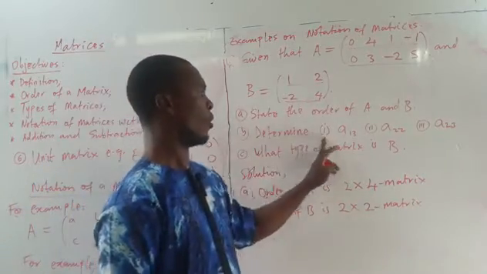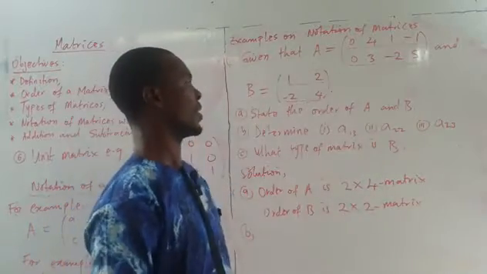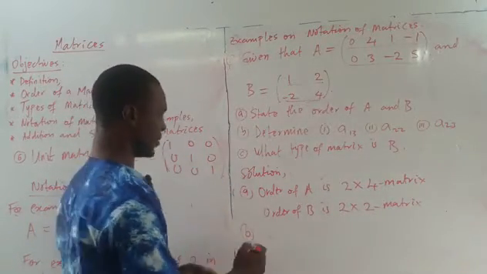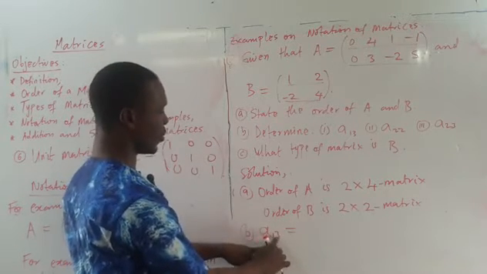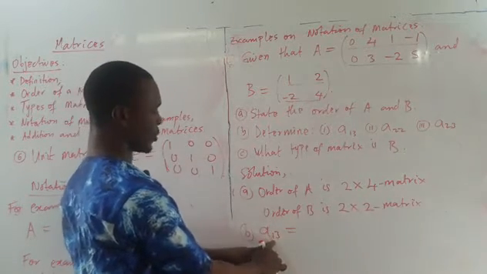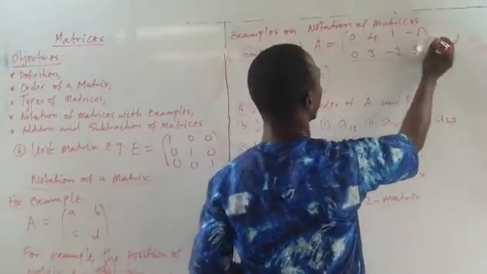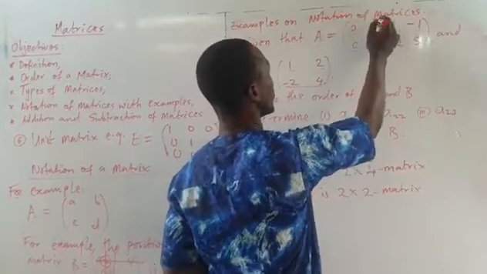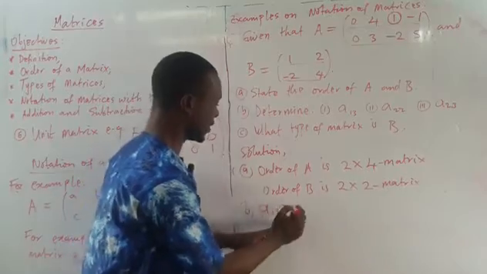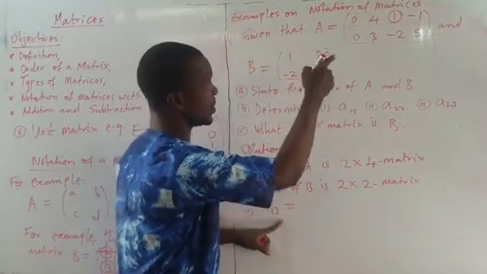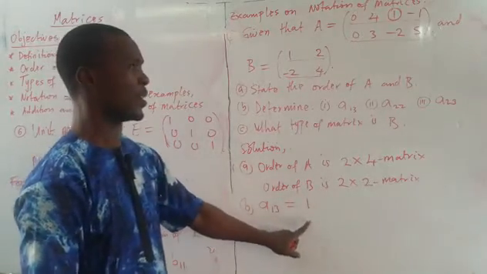Then question B states that, determine Roman figure 1, A1,3. So we are working under matrix A. A1,3 means the first row and the third column. First row of matrix A and the third column. So the first row is this, then the third column, 1, 2, 3. So we have 1. So A1,3, the number that is there is what? 1. So A1,3 is 1.